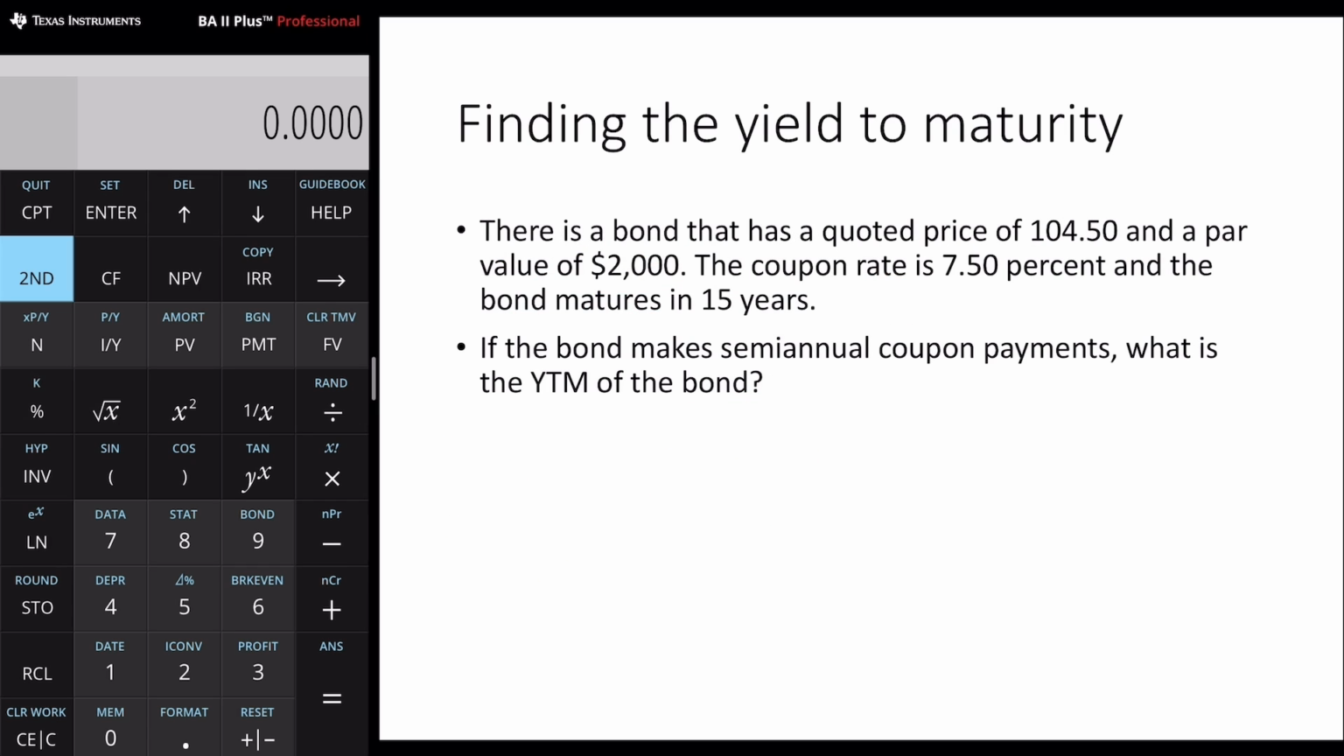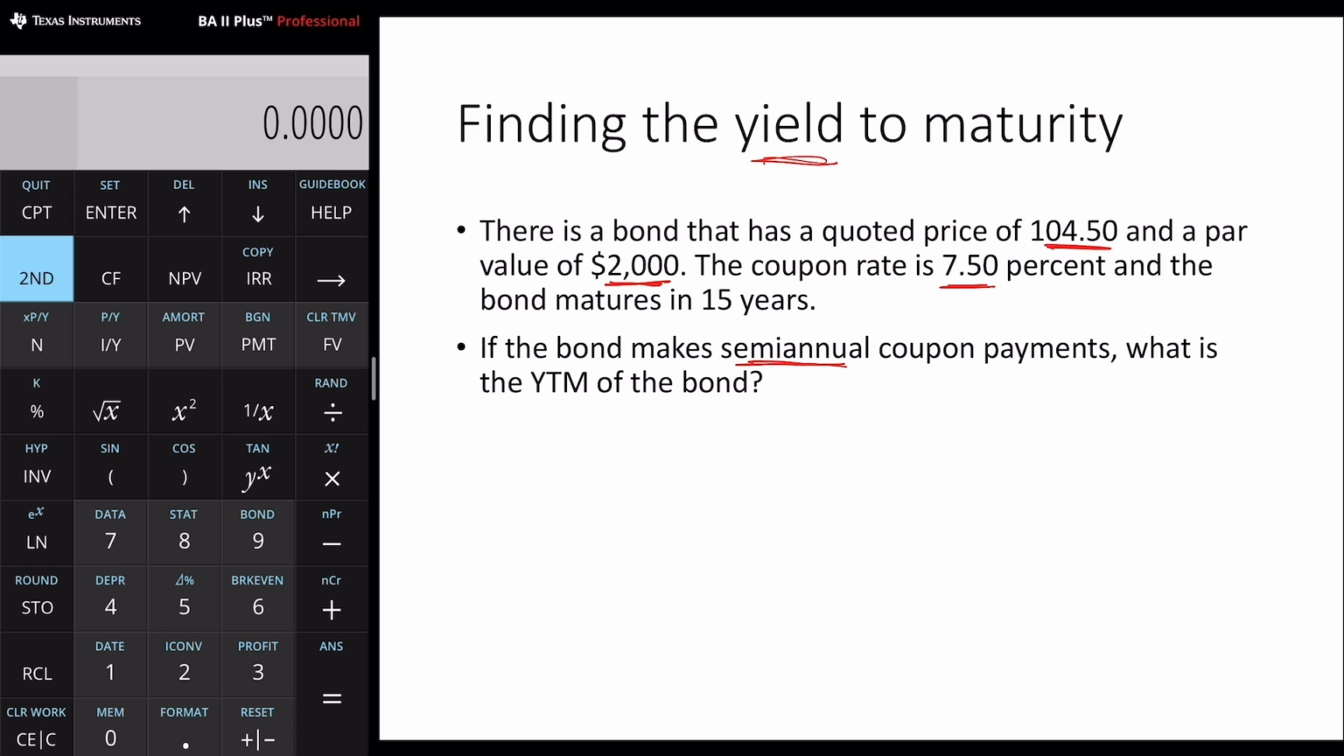Another example, another one where we're finding the yield. So there's a bond that has a quoted price of 104 and a par value of 2,000. Coupon rate is 7.5%, and the bond matures in 15 years. If the bond makes semi-annual coupon payments, what is the yield to maturity of the bond? Okay, so now we're dealing with semi-annual coupon payments, which means we're thinking in 6-month increments. And we have a par value that is different from 1,000, 2,000. That's not a problem though. And we have a coupon rate of 7.5%.